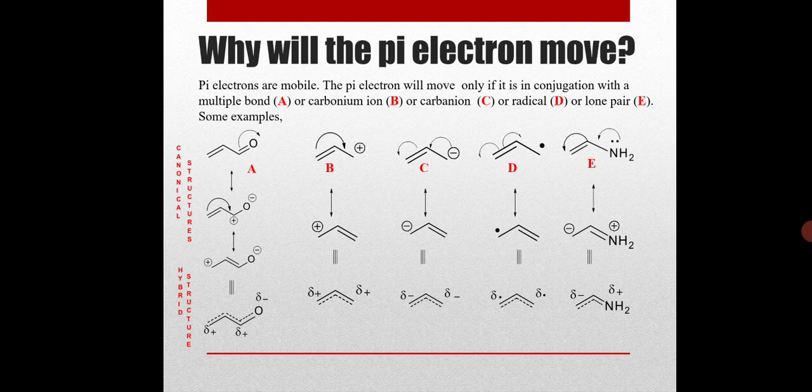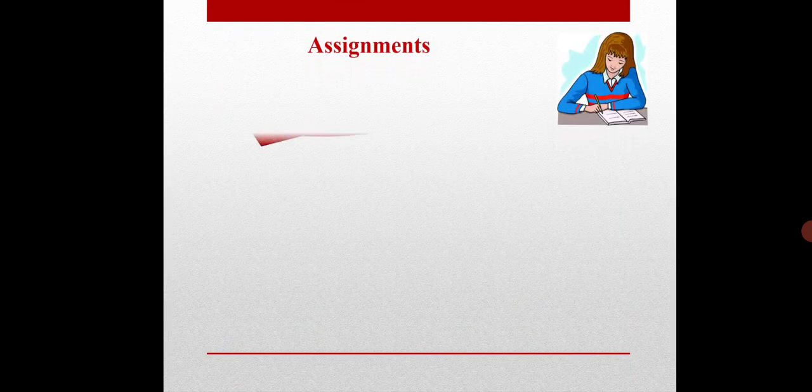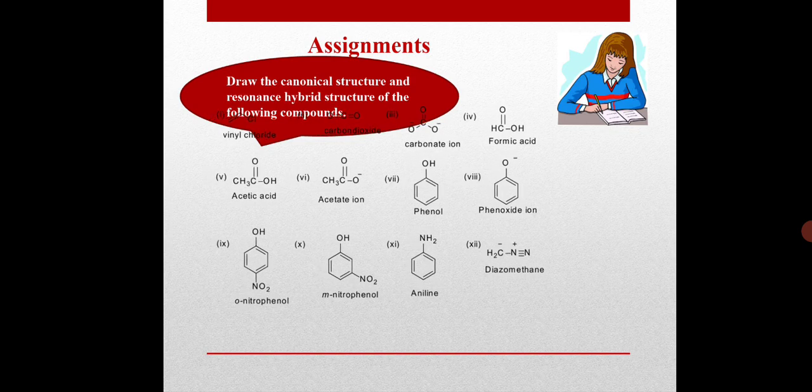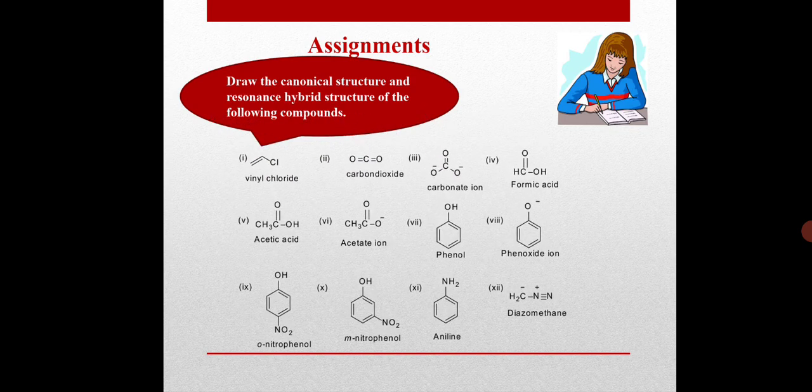I hope you understood how to draw the resonance structure. Here are some assignments for you. Draw the canonical structures and resonance hybrid structure of the following compounds. I am sure you will be able to draw the resonance structures of all these compounds.